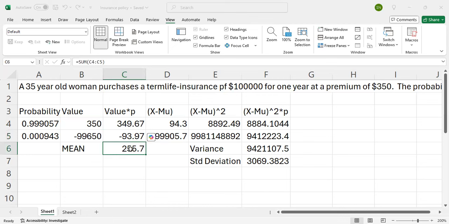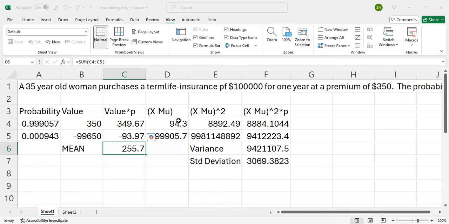That's the sum of the two rows for that particular column. This is the mean of this discrete probability distribution. What does it mean? If the insurance company sells many insurance policies for $350, on the average they will make a profit of $255.70. That is the meaning of this average, the mean.